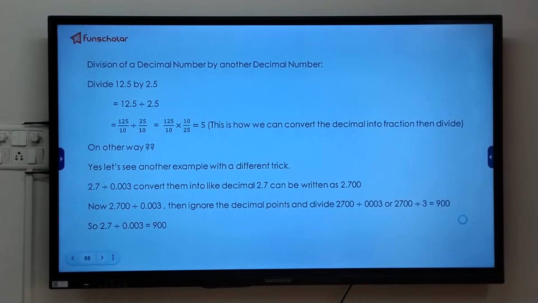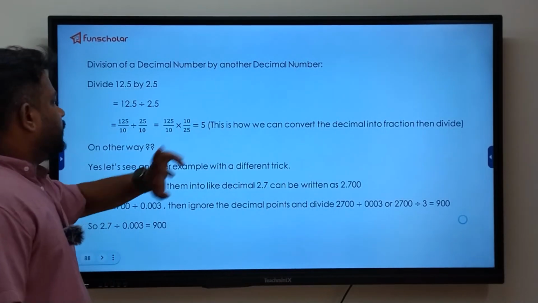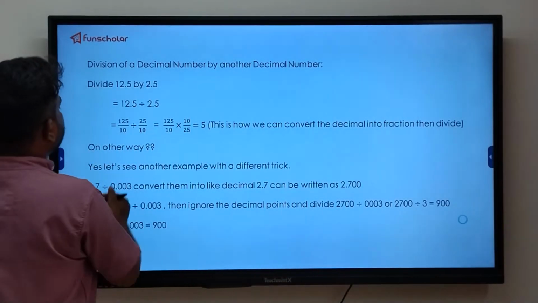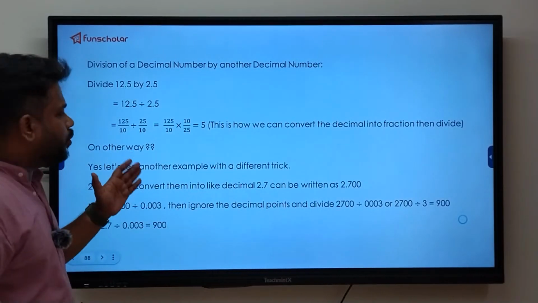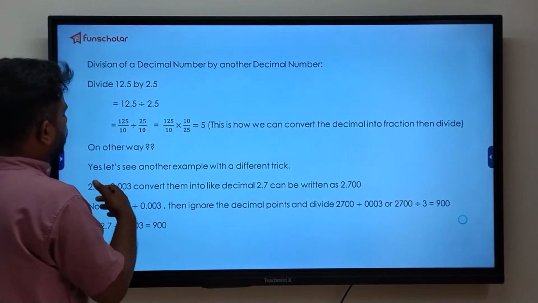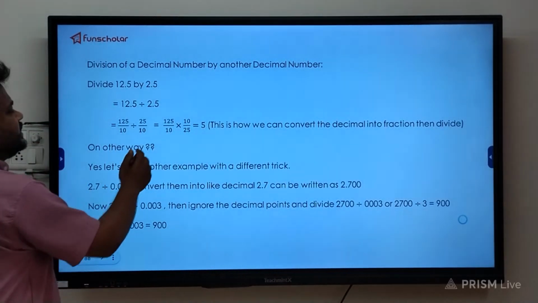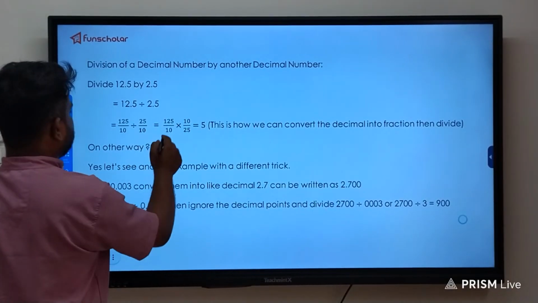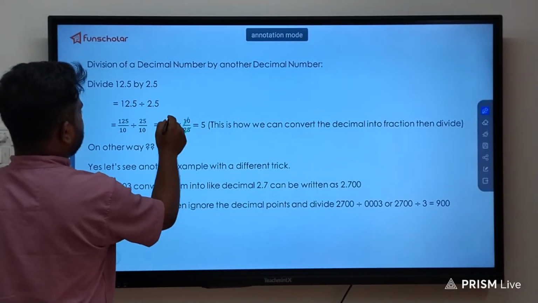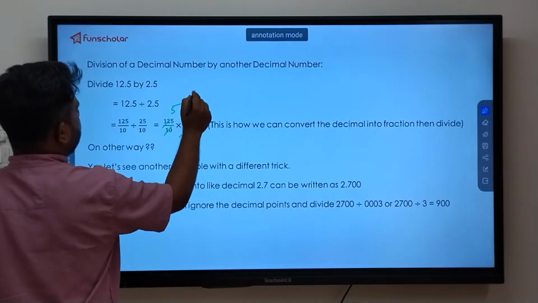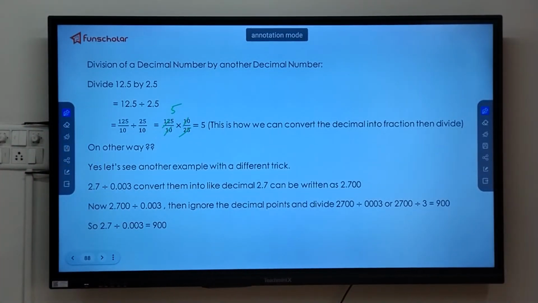Okay, division of a decimal number by another decimal number. Divide 12.5 by 2.5. So the answer will be like this. What they are doing is removing all the points and putting zeros after 1, writing it like this, and then using cancellation to cancel out 10 and 10, and 25 with 125. So the answer will be 5.